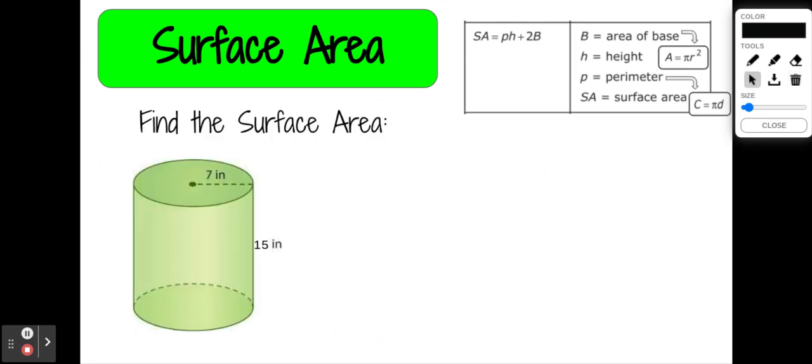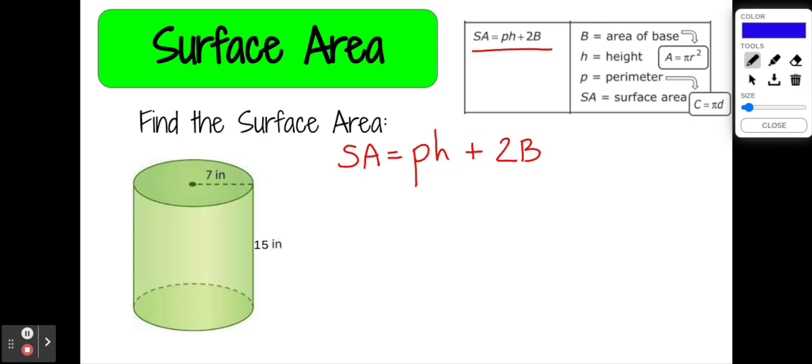Here I have a cylinder. If we look at the parts of the cylinder, we can see that we're given the radius on the top of the circular base, and we're also given the height of the cylinder. To find surface area, I'm going to start off by writing down my formula. Let me switch colors here so you can watch what I'm doing. Surface area equals, and I'm just copying it straight from here, pH plus 2B.